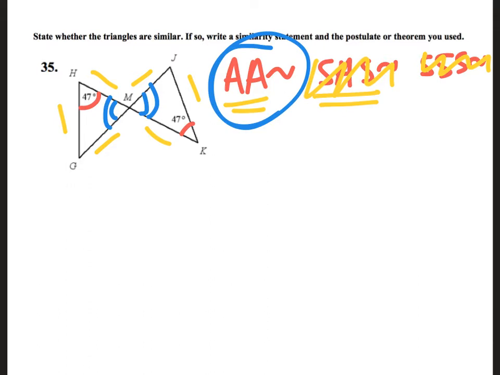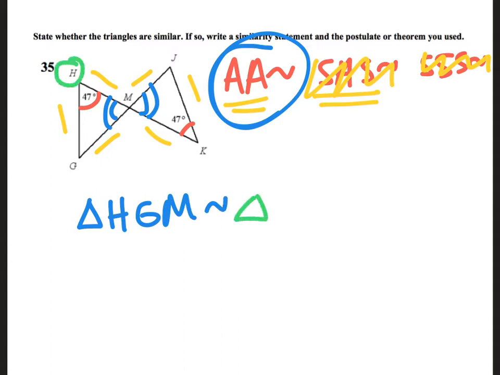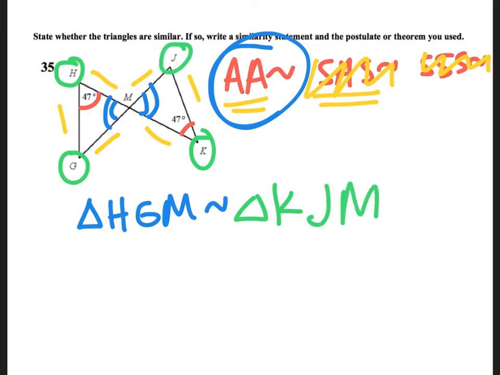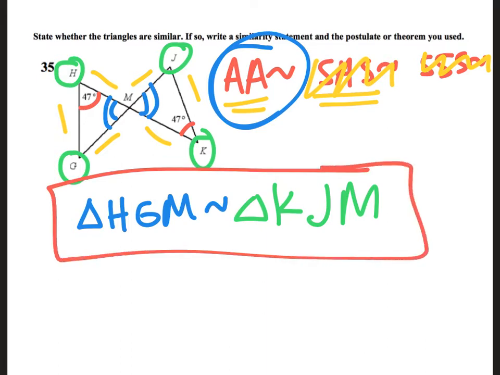We need to write a similarity statement. So for my first one, let's do triangle HGM, and then we're going to say is similar to, and then for my second one we need a triangle, and then whatever's in the same spot as H. Well, H is 47 and so is K, so K is going to go first. And then whatever's in the same spot as G, in our case that's going to be J. And then the last one will be M. And that is your similarity statement. Again, they're similar by angle-angle similarity.